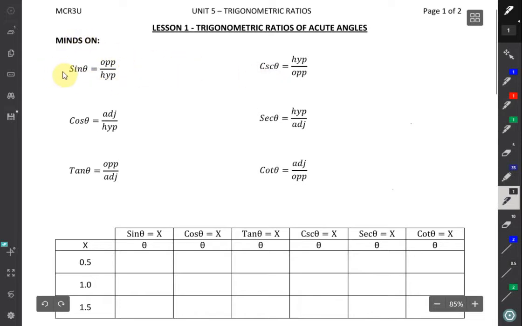So sine theta is the opposite over hypotenuse. Cosec theta is then the hypotenuse over the opposite. Cos theta, adjacent over hypotenuse. Secant theta, hypotenuse over adjacent. Tan theta, opposite over adjacent. Cotan theta, adjacent over opposite.